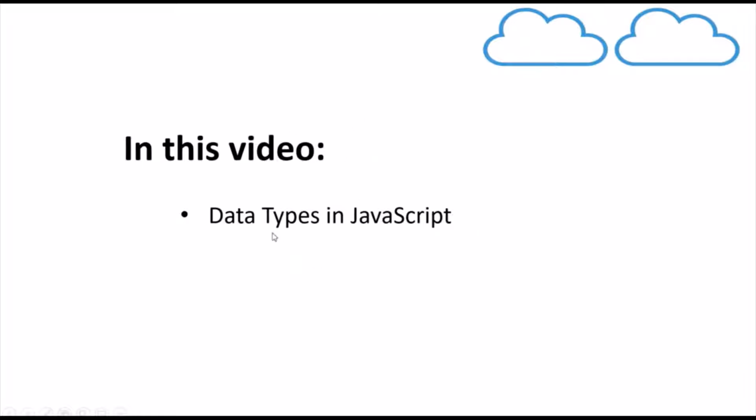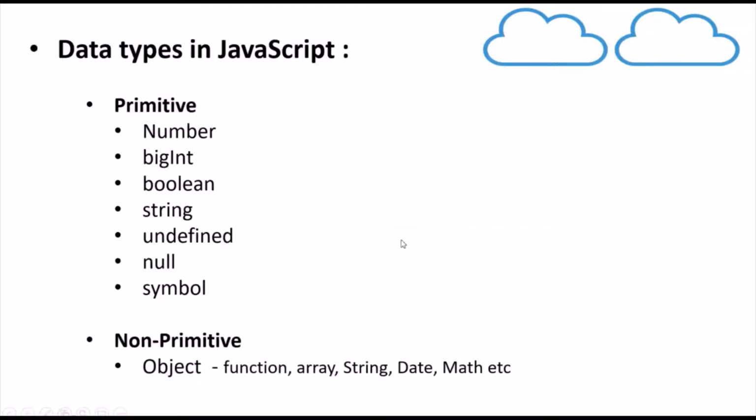In this video series we are discussing JavaScript. In today's video we'll see what data types are in JavaScript. Data types are categorized into two major types in JavaScript. We have primitive data types, and we have non-primitive data types.